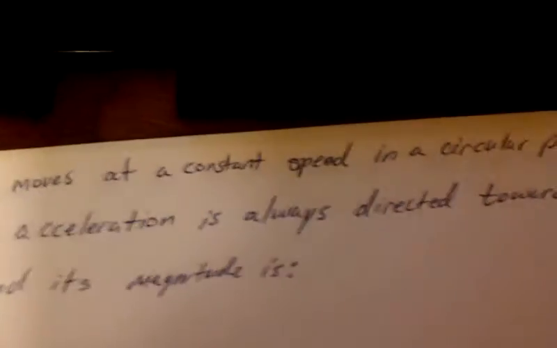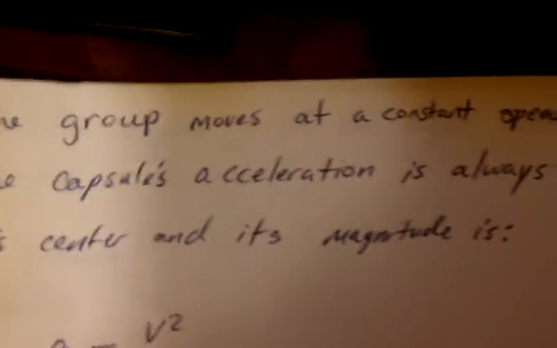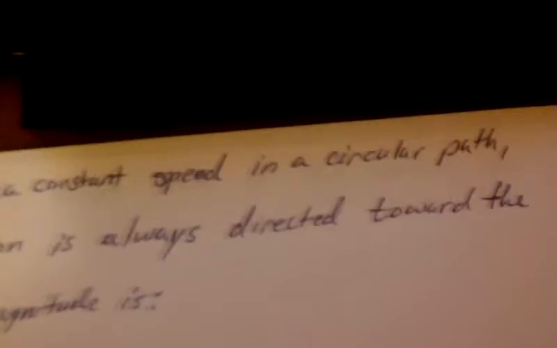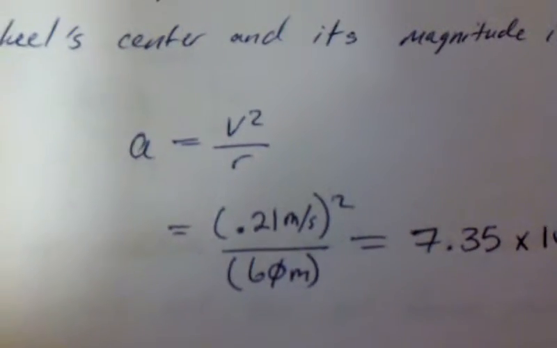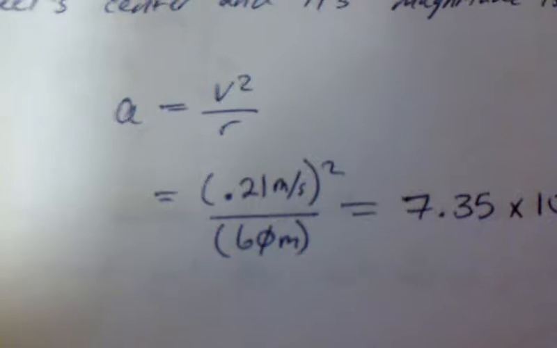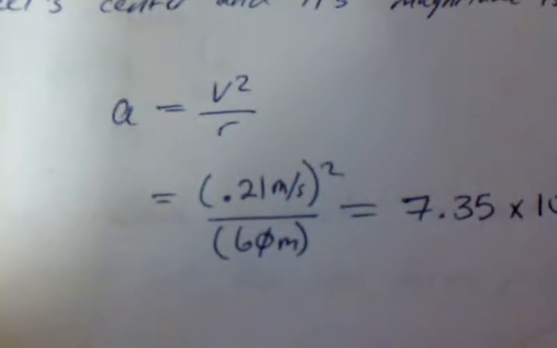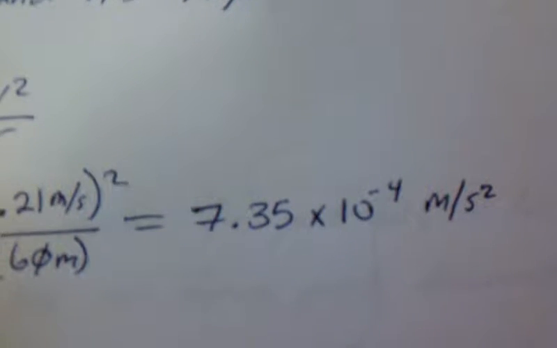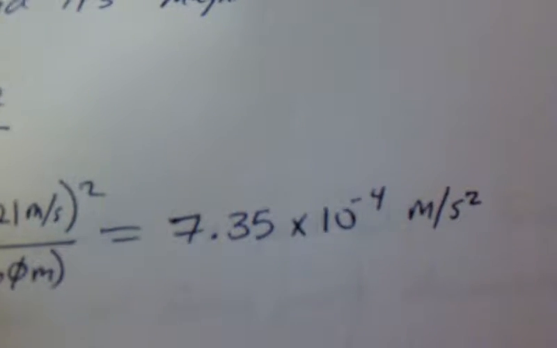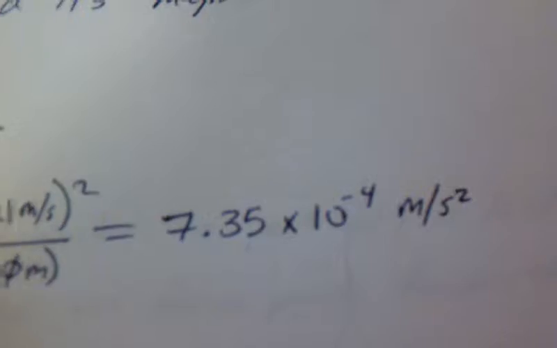So the group moves at a constant speed in a circular path, and the capsule's acceleration is always directed towards the center of the wheel, and its magnitude is acceleration equals velocity squared over r, or (0.21 meters per second) squared divided by 60 meters, and that we get is 7.35 times 10 to the negative 4th meters per second squared. It's a horrible acceleration.